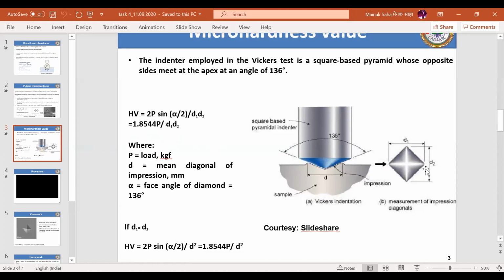Right. If it is a rectangle, what is the area of that rectangle? I'm not thinking of it as a square, because most of the times it might not be a perfect square. So what you get generally is 1.854P by D1 D2. And if it is a square, D1 will be equal to D2. In that case, it is 2P sine 136 degrees by 2, meaning sine 68 degrees, divided by D1 D2. Since D1 and D2 are equal, if you consider that as d, it is d squared. So it is 1.854P by d squared.